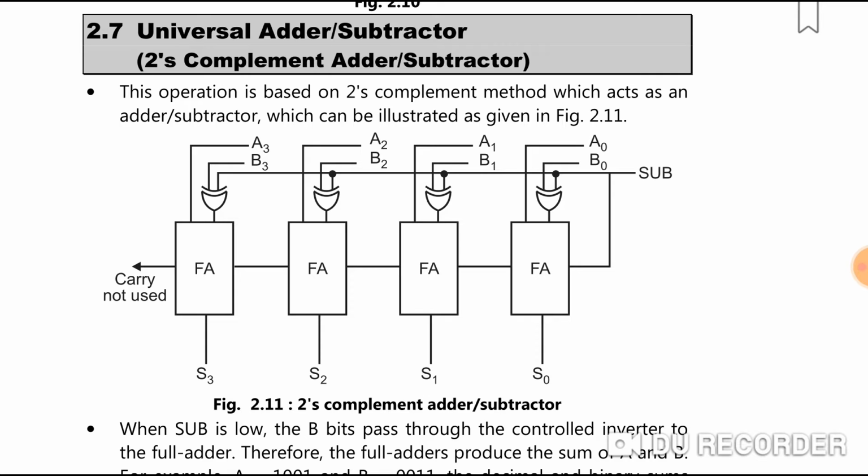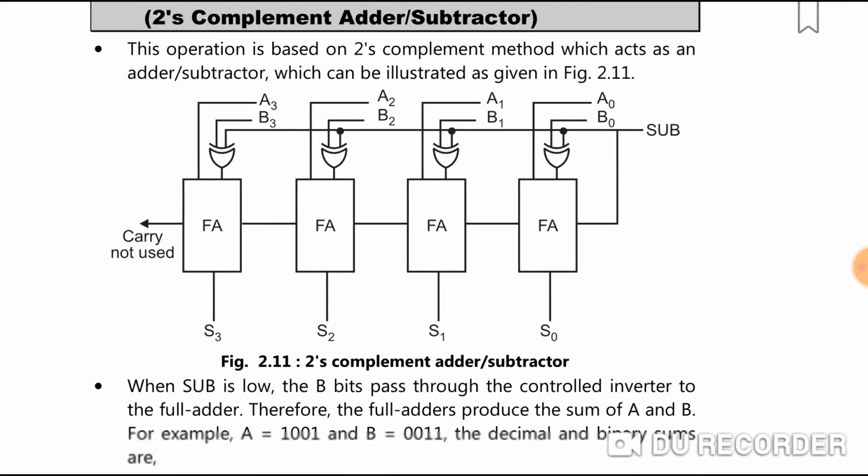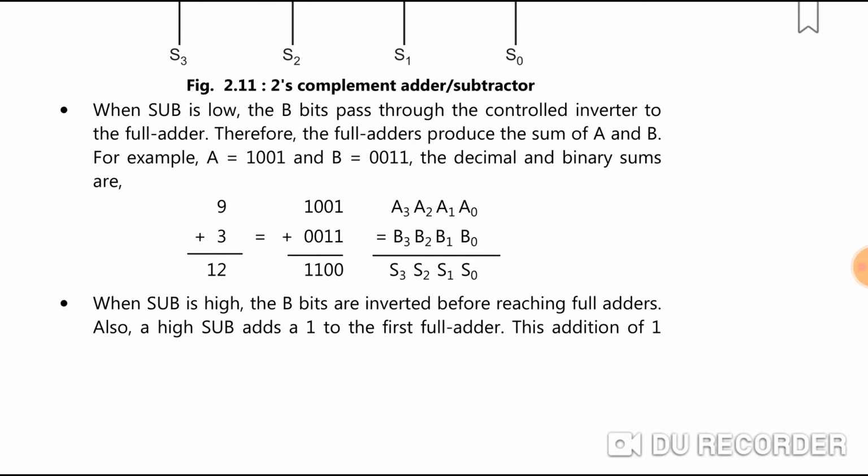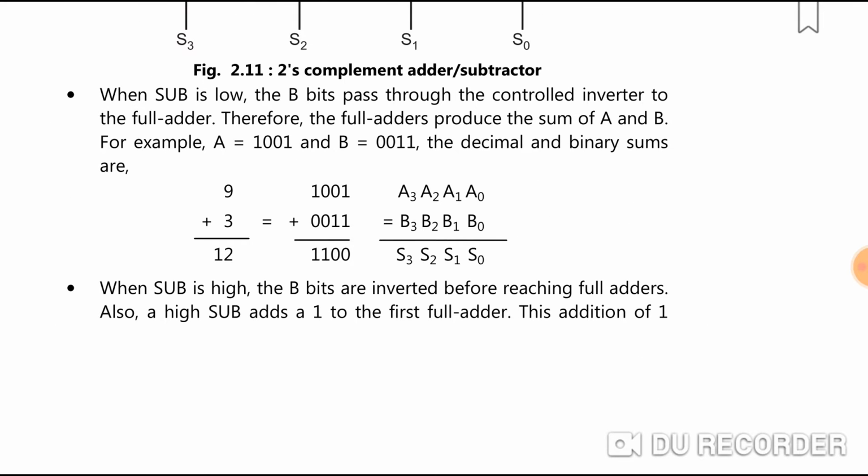Subtraction is done depending on whether SUB is 0 or 1. When SUB is low, the B bits pass through the controlled inverter to the full adder. Therefore, the full adders produce the sum of A and B. For example, A is 1001 and B is 0011. The decimal sum is 9 plus 3 equals 12. So A3, A2, A1, A0 plus B3, B2, B1, B0 will be S3, S2, S1, S0.